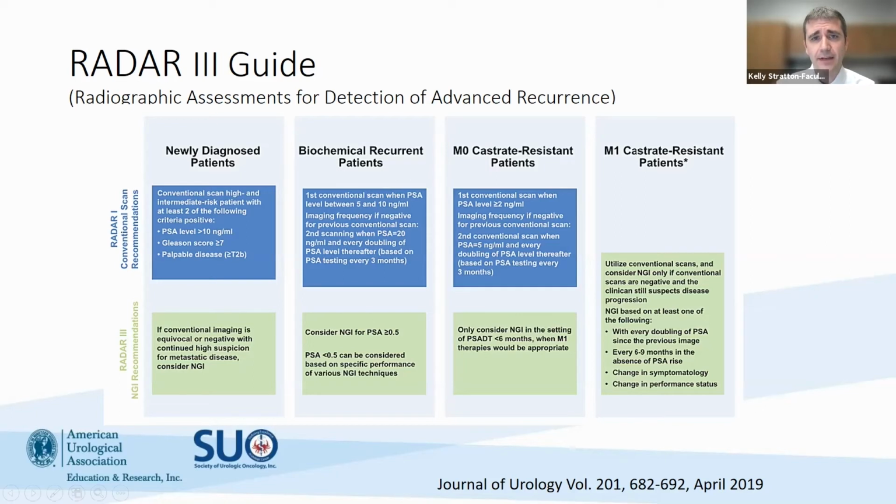For patients who have castrate-resistant prostate cancer that is non-metastatic, or M0 CRPC, the first conventional scan is recommended with a PSA level greater than or equal to 2, with periodic imaging thereafter. However, if their PSA doubling time is less than 6 months, the RADAR 3 guidelines suggest you may want to use next generation imaging to ensure that the patients aren't M1.